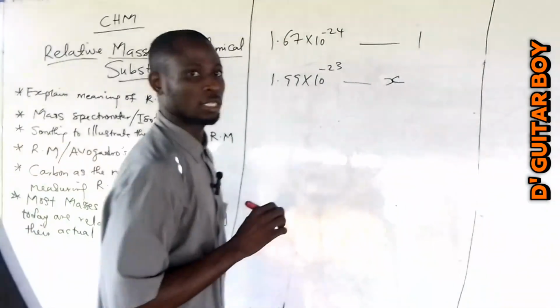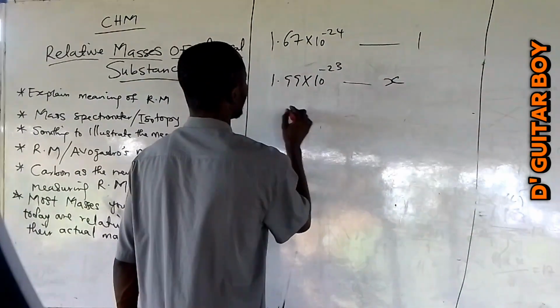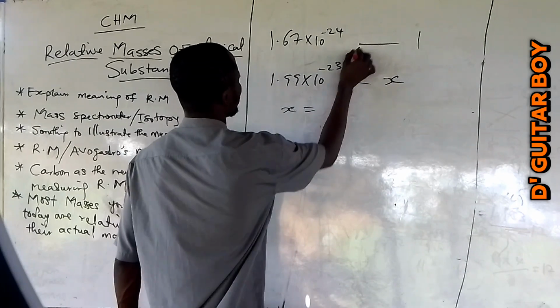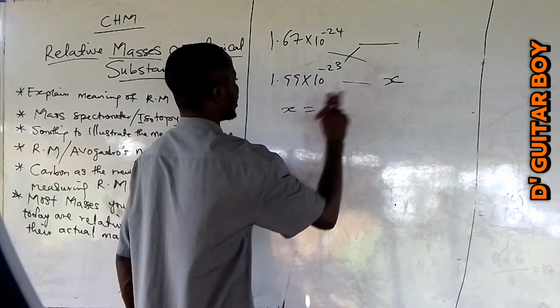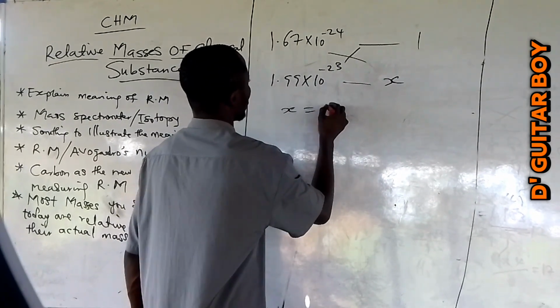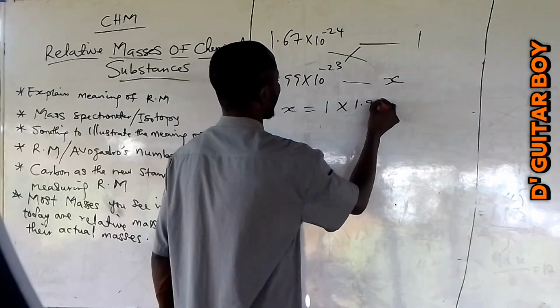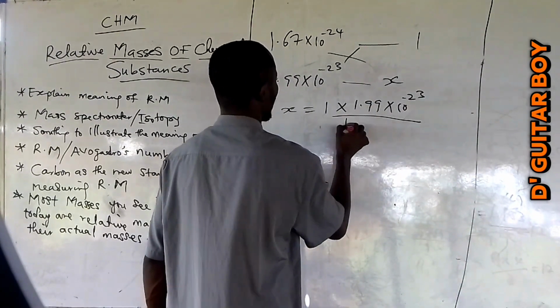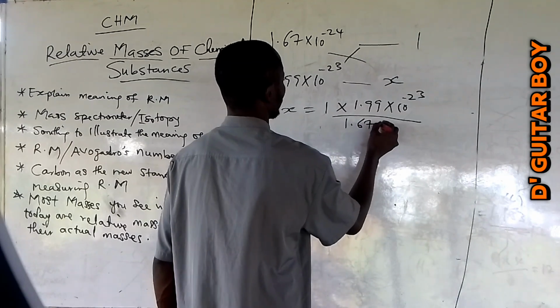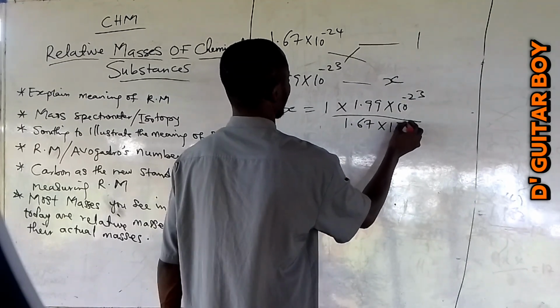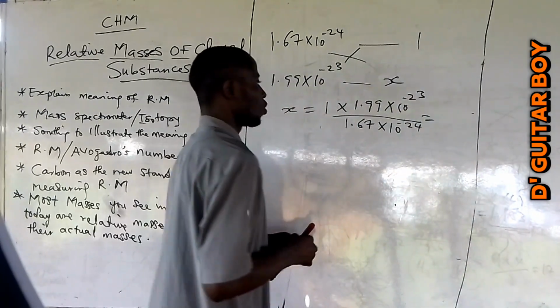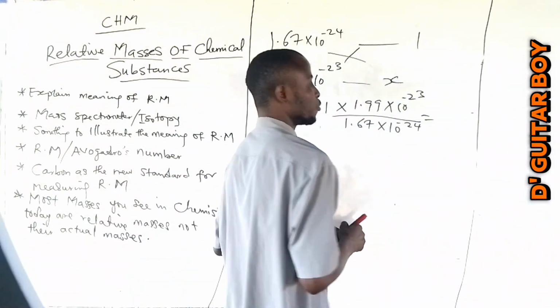Let it be S. If you do this, S is equal to, you cross multiply the same way we did that time. It will now be 1 times 1.99 times 10 raised to power minus 23 all over 1.67 times 10 raised to power minus 24. So when you do that, it will give you 11 point something.